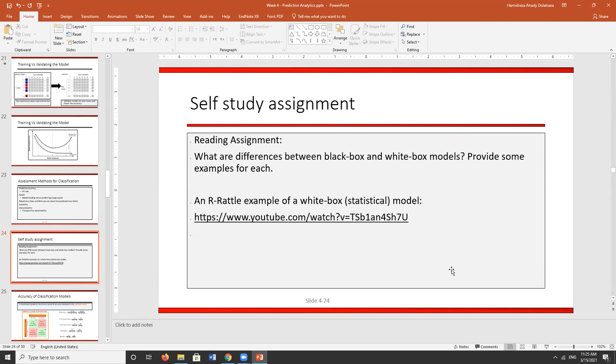Okay, you have a reading assignment, which I posted on Moodle. You can easily Google it. It's a very easy task. What are the differences between black box and white box models? Provide some examples for each. For example, I just said decision tree is a white box model. Maybe you find other white box models or you find some black box models. Just tell me what the differences are.